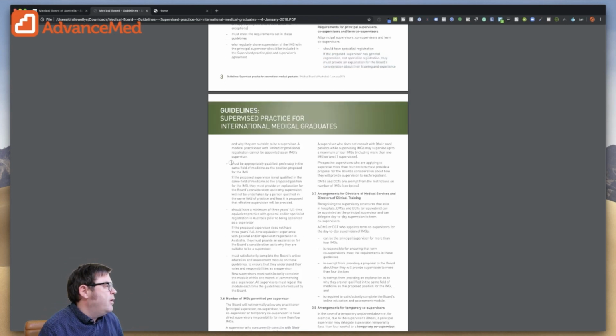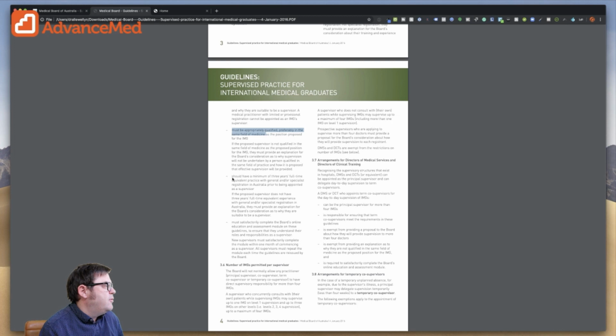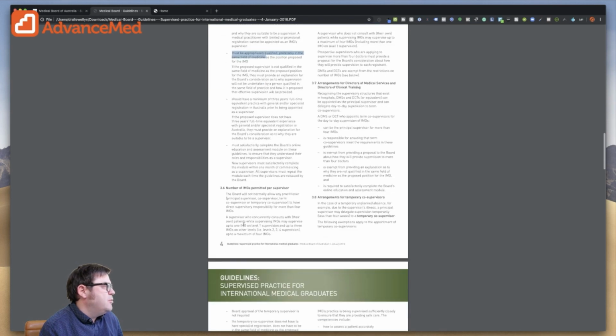They must be appropriately qualified, preferably in the same field of medicine. Well, that again would be a bit of an issue if it's a rotating doctor. Should have the minimum 3 years full-time equivalent practice. Must complete the online education. And here we get down to the number of IMGs permitted. So the board will not normally allow any practitioner to have direct supervisory responsibility for more than 4 IMGs, and that's actually quite a lot.